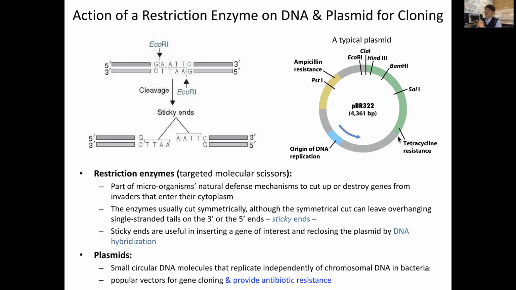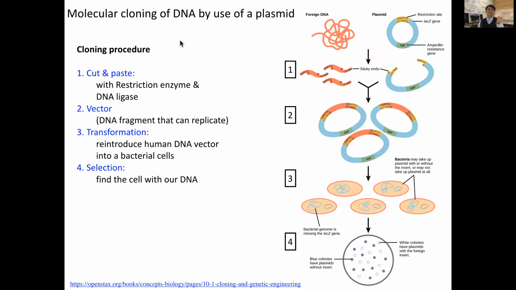The reason we have this antibiotic resistance is that when we put the plasmid into a number of bacteria, it's hard to know which bacteria took it up. So by giving the antibiotic, those that did not take up this plasmid will die. And so those that survived were likely to have this recombinant DNA. So this is the molecular cloning procedure by use of a plasmid.